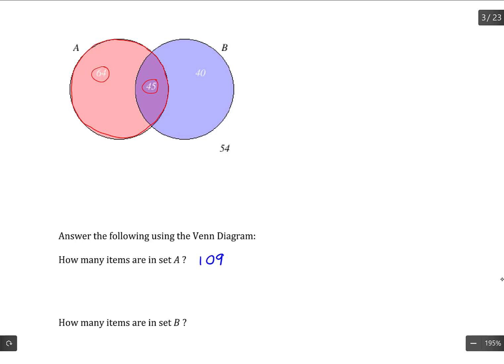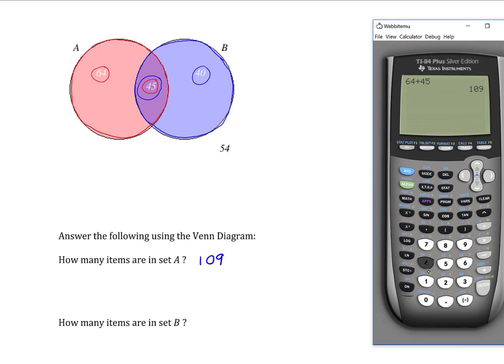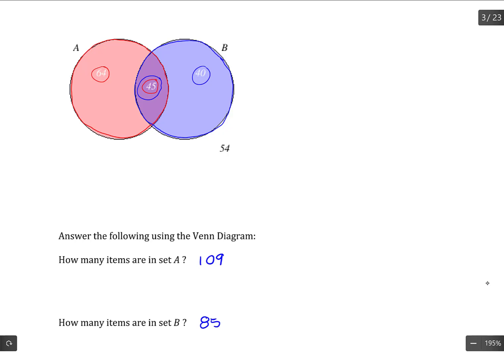How many items are in set B? Well, set B comprises all the values in this blue circle. So if I highlight that circle in blue, I have 40 items here in only set B, but then I also have this group right here as well. So those are still in set B also. So that means 40 plus 45 means there are 85 items in that set.